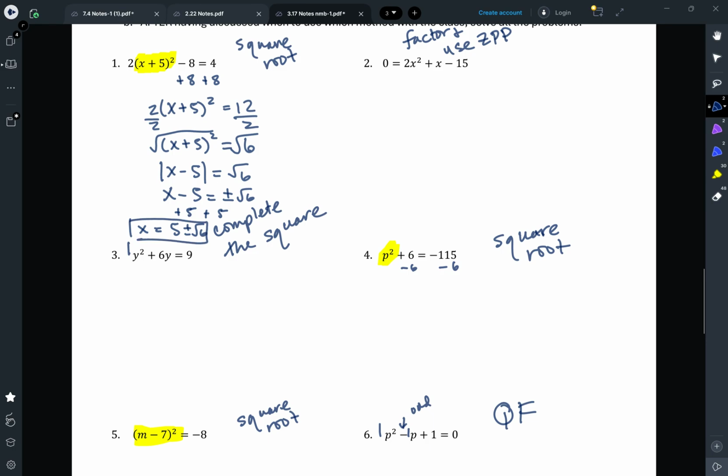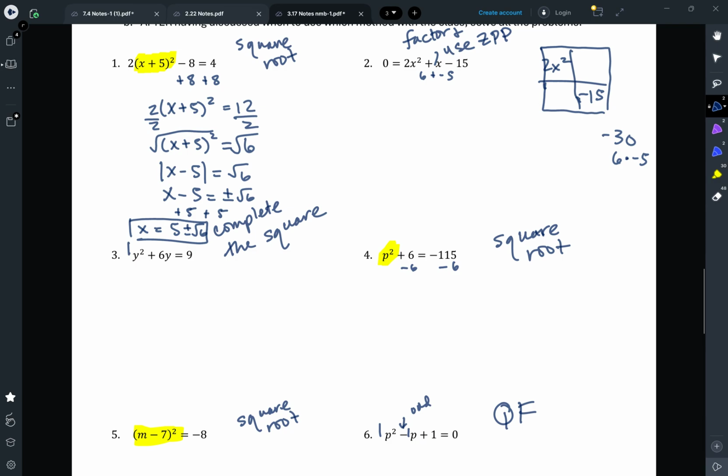The next one, we said factor and use zero product property. So if you get stuck on the factoring, we could always use the box method. So I have a 2x squared and a -15. 2 times -15 is -30. I want to multiply to make -30, but add to make 1. So that's going to be a 6 times -5. Those multiply to make negative 30, but 6 plus negative 5 adds to make a 1.